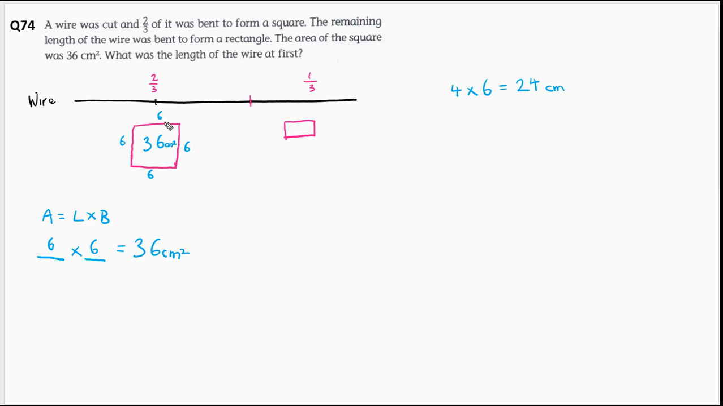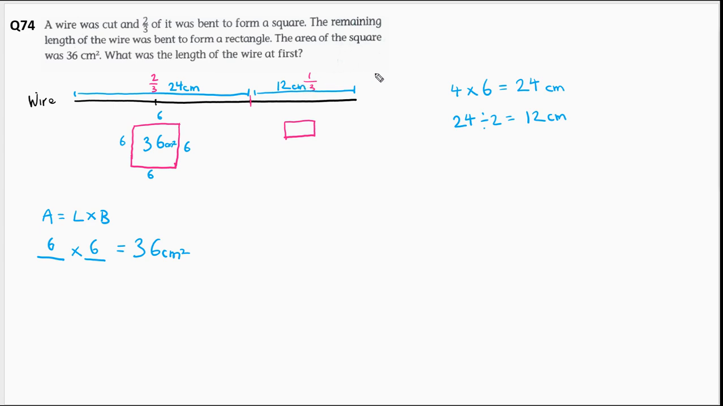So we know that these 2/3 here, from here to here, is 24 centimeters. This is 2/3, this is 2 parts, so we can split that into 2 parts. So 24, if we divide that by 2, gives us 12 centimeters. We know that each of these thirds is 12 centimeters. So this bit here is 12 centimeters.